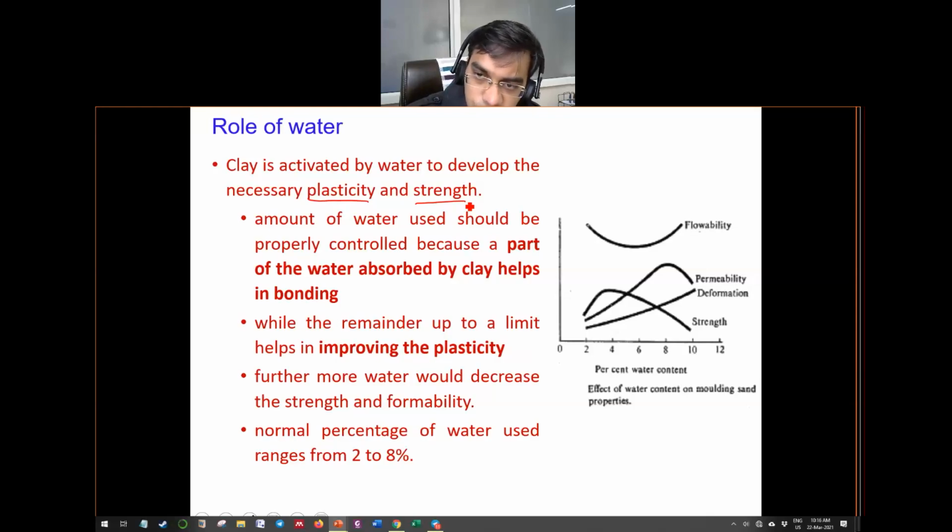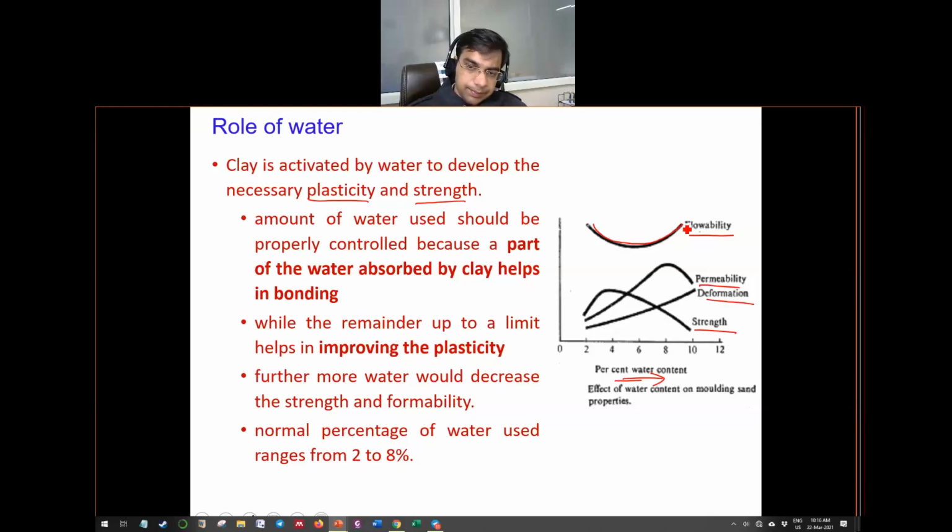So this graph is showing the variation of four properties: flowability, permeability, deformation, and strength. What happens here is that as the percentage of water is increased, certain properties like flowability first reduce and then increase. You can understand why if you mix water with sand to a certain extent, it will help it to flow. Then after that, it will form a slurry, which will flow very quickly and is not desired.